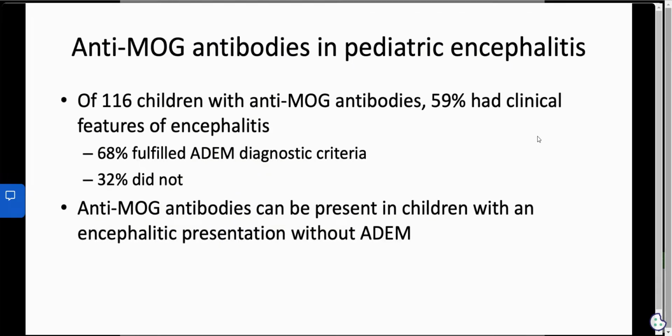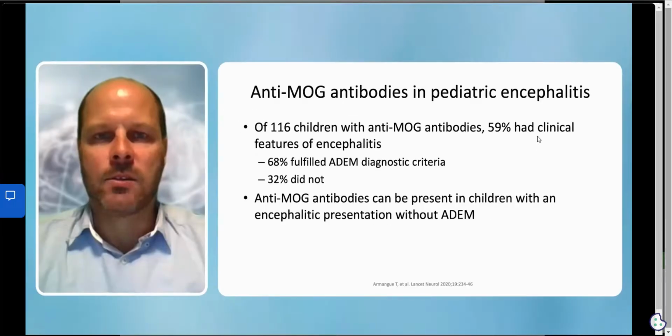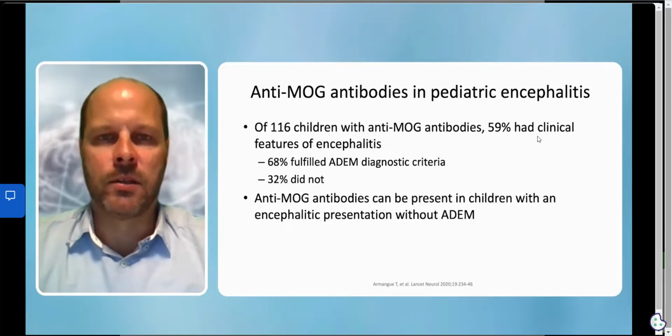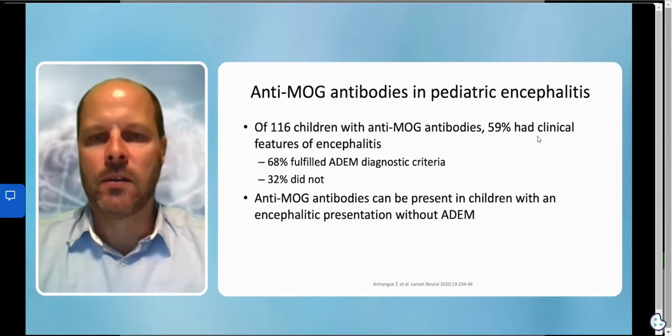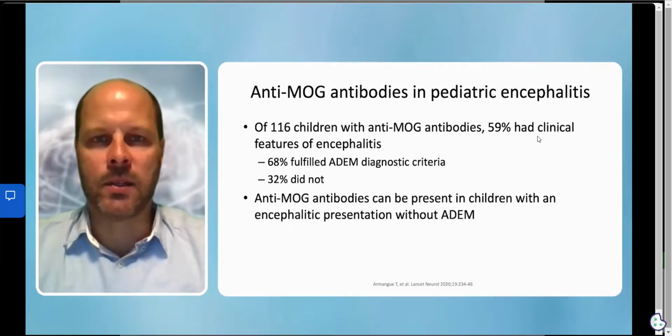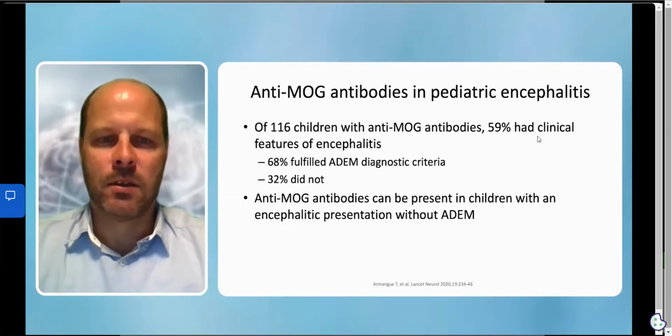If we look at the 116 children with anti-MOG antibodies, 59% had clinical features of encephalitis. Within that group, 68% fulfilled diagnostic criteria for acute disseminated encephalomyelitis. However, 32% did not. So the take-home point here is that anti-MOG antibodies can be present in children with an encephalitic presentation, even if they don't have findings suggestive of acute disseminated encephalomyelitis. So we really need to think about anti-MOG antibodies when seeing a pediatric patient with encephalitis.